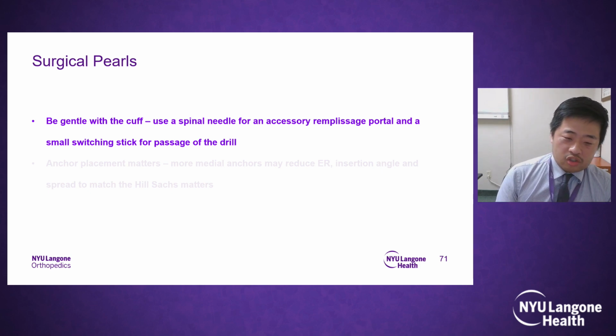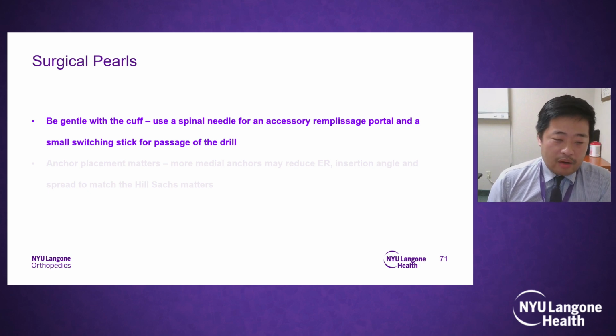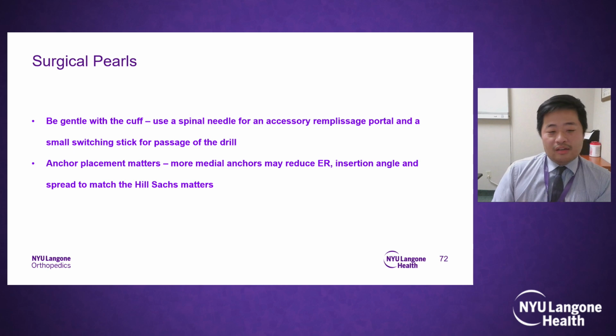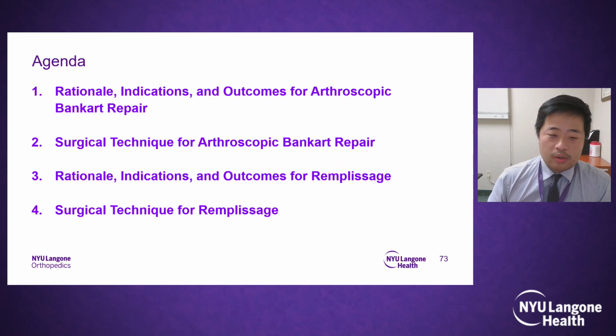I think you're going to use a spinal needle for an accessory remplissage portal, and then try to use a small switching stick. Try to be very gentle when you're passing through that rotator cuff and capsule. And then again, anchor placement matters. So the more medial anchors may have a greater effect on reducing external rotation. I think the insertion angle and spread to match the Hill-Sachs is really important. So these are the things that we talked about.